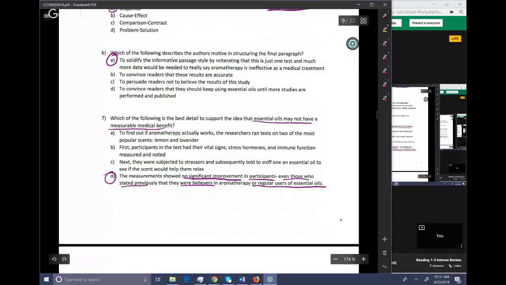B says, first, participants in the test had their vital signs, stress hormones, and immune function measured and noted. This was prior to the experiment, so this does not show anything about whether there's been a benefit or not, so it's too early in the experiment. Next, they were subjected to stressors, and so you have the same problem there, where these two things are while we're in progress. They don't say that there was or was not a benefit. They're just showing the process of being about to figure out whether or not there was one.